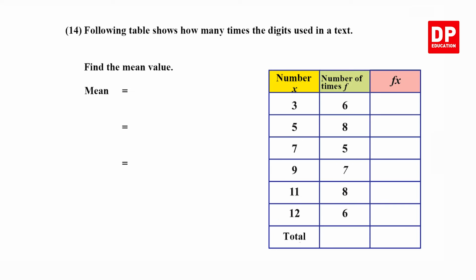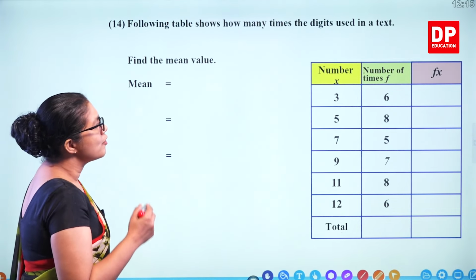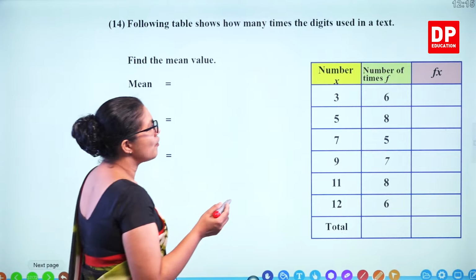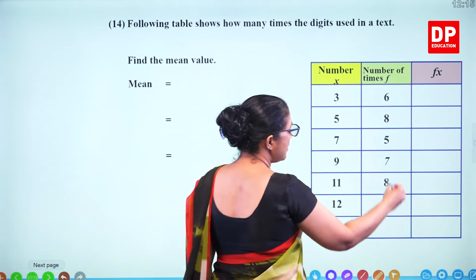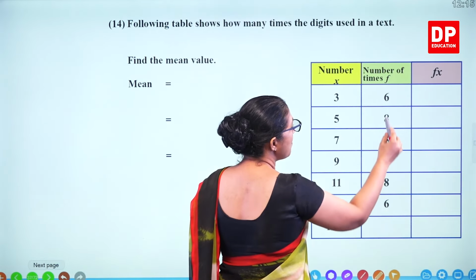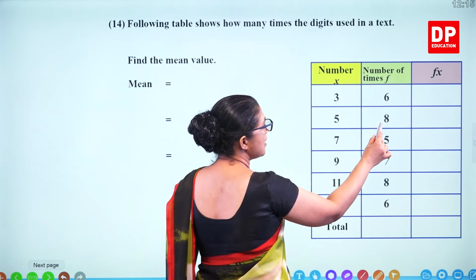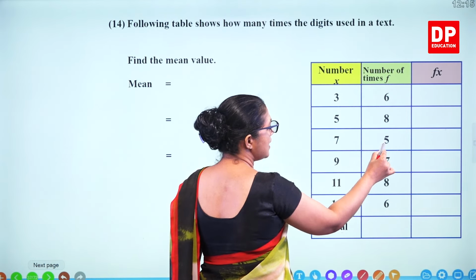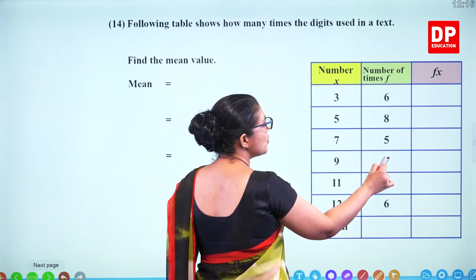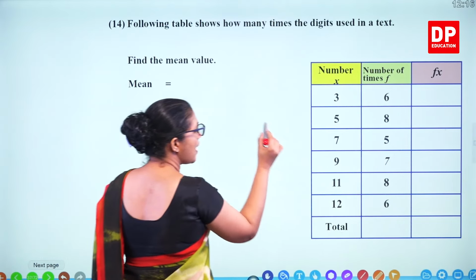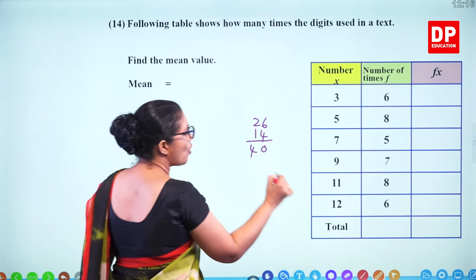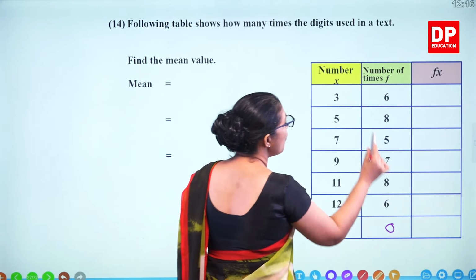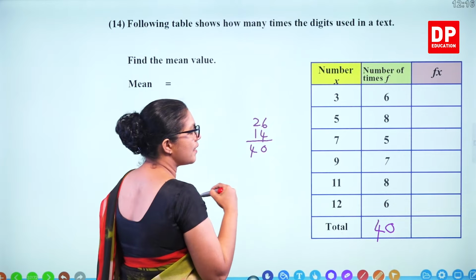The following table shows how many times the digits were used in a text. Find the mean value. To find the mean, you need to find the total f and the total fx. So add these two. Add all these numbers. 8 plus 6, 14. 14 plus 5, 19. 19 plus 7, 26. 26 plus 14, 40. 4 remaining. So that's 40 altogether.